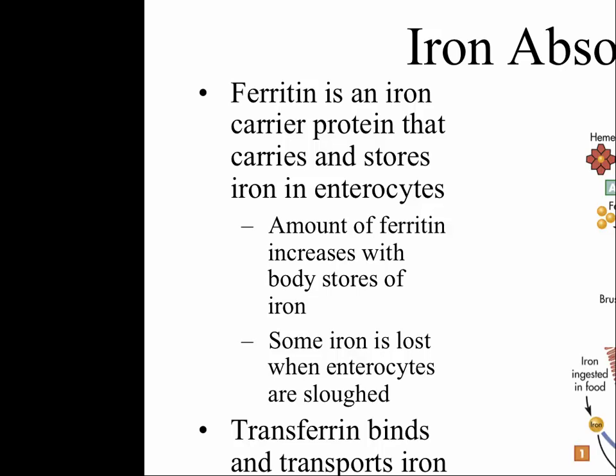So once iron leaves the enterocyte and gets absorbed through this ferroportin protein and enters your blood system, it is bound to a transport protein called transferrin. And transferrin is important for transporting iron to all the other tissues in your body. So your muscle, into your red blood cells, liver, where it's going to be stored or utilized.